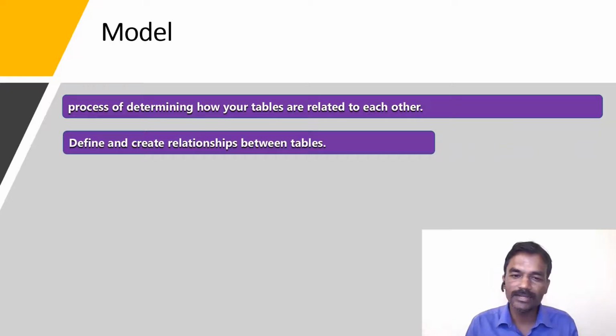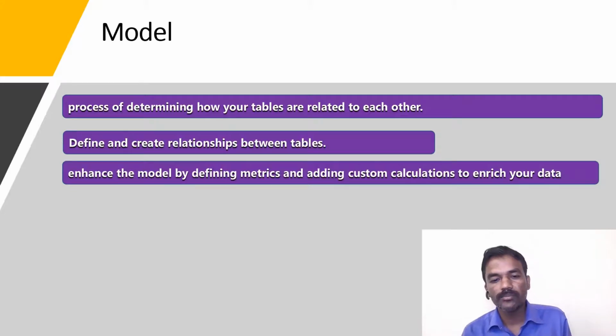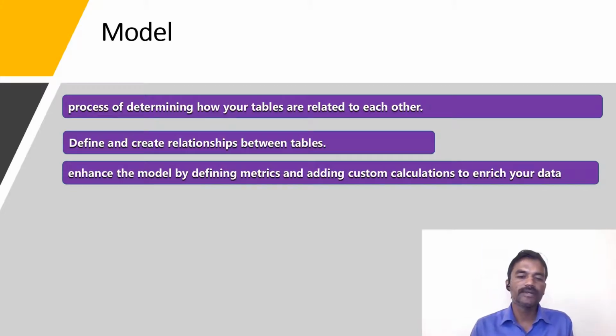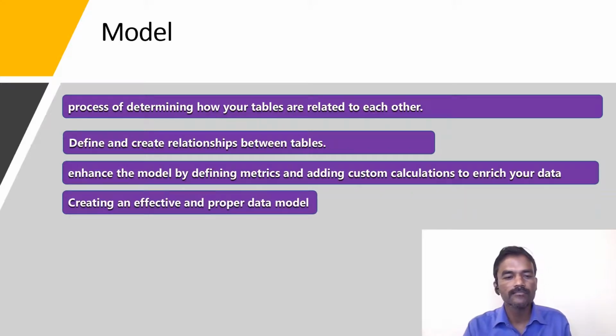We need to define and create relationships between tables based on the primary keys or the unique keys, whatever it is. Then enhance the model by defining metrics and adding custom calculations to enrich your data. Here we define metrics and any custom calculations. Suppose the data which is coming is not at a detail level or is aggregated data. Sometimes we need to calculate some profit, discounted values, that kind of calculations, which we can do in a model.